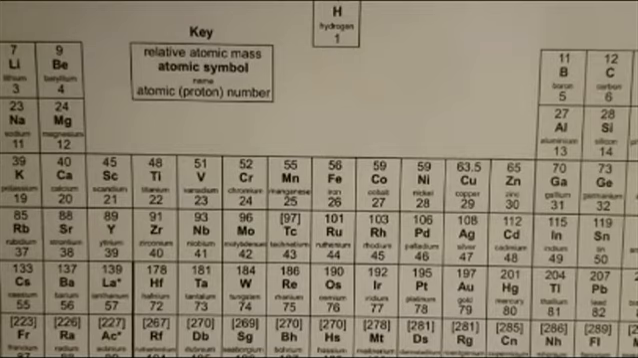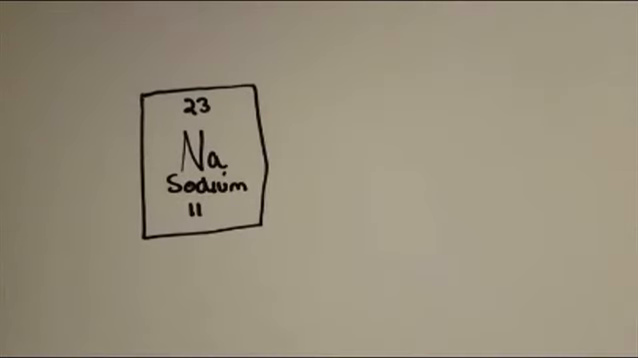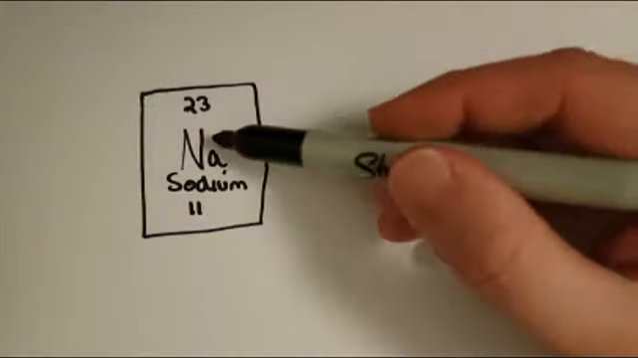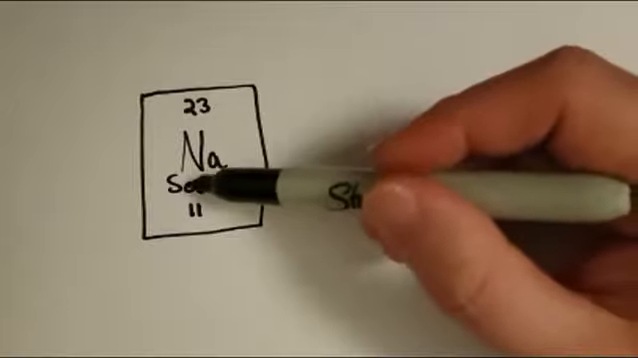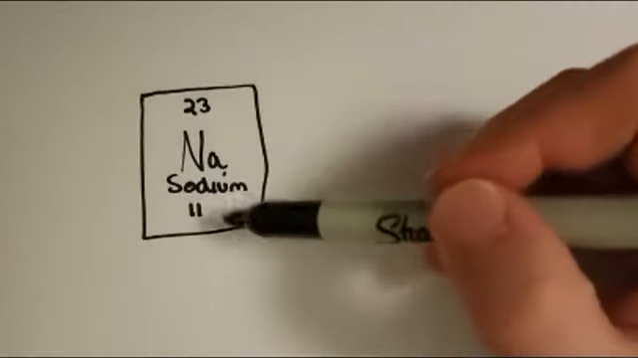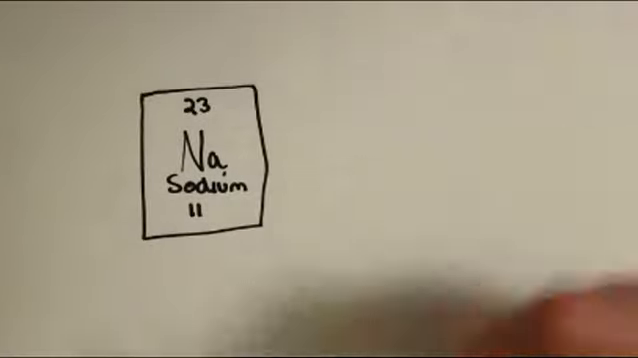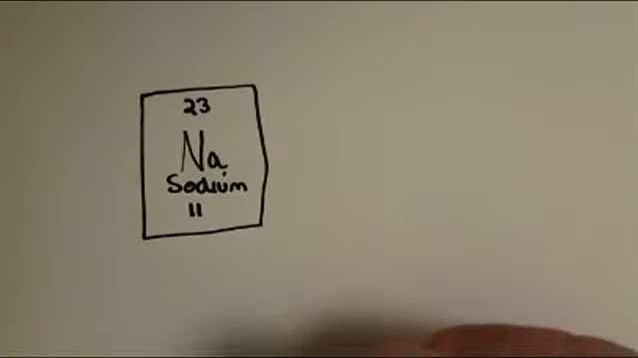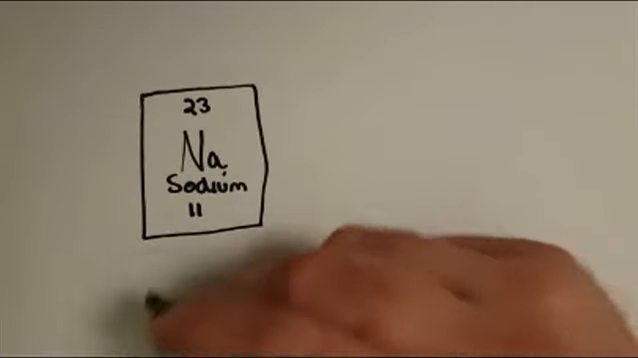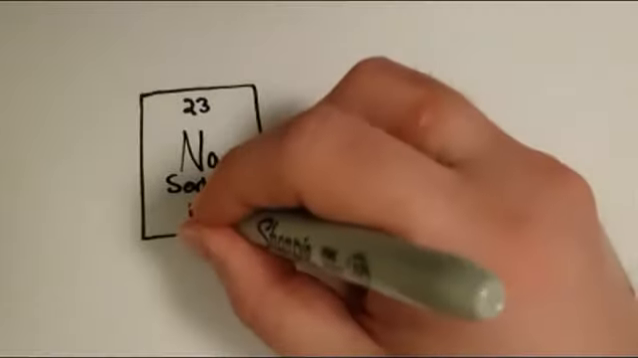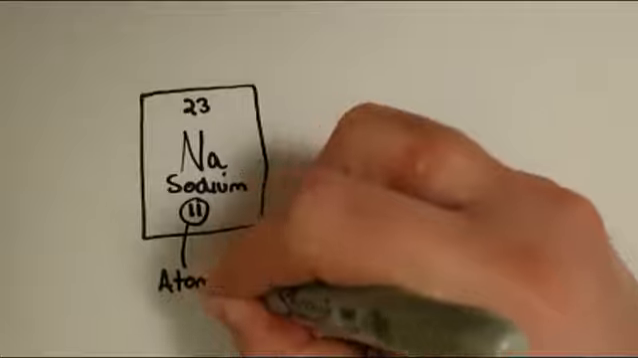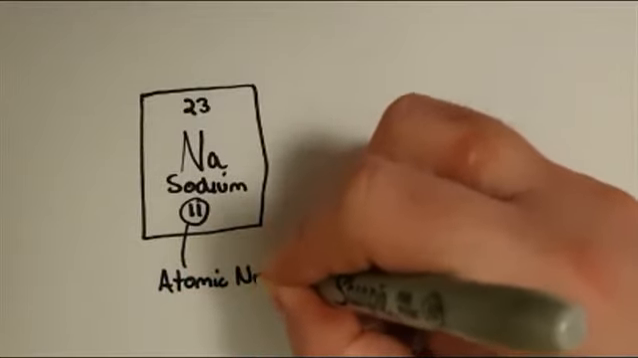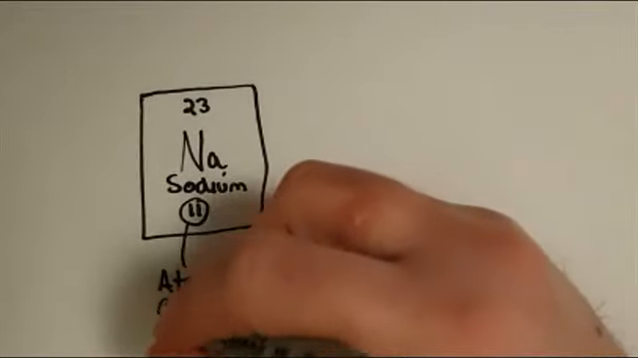We're going to zoom in. We're going to have a closer look at sodium. So we have sodium here. We've got the chemical symbol for sodium, Na, the name, sodium, and two numbers on here, 11 and 23. Now the number 11, in this case, is at the bottom, not always. This is our atomic number. And this tells us the number of protons.